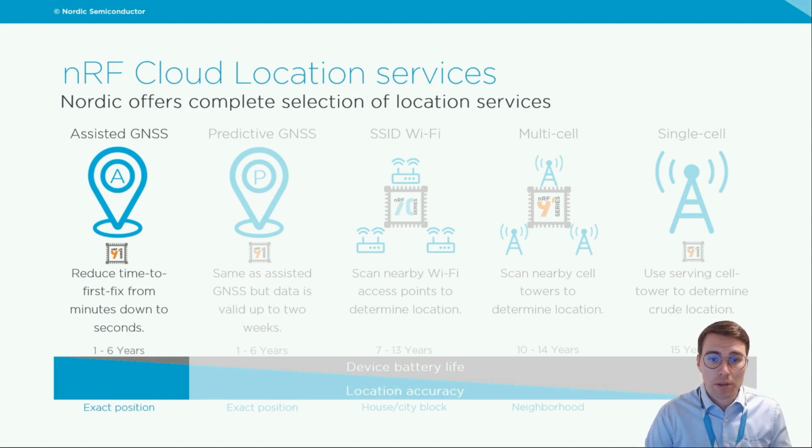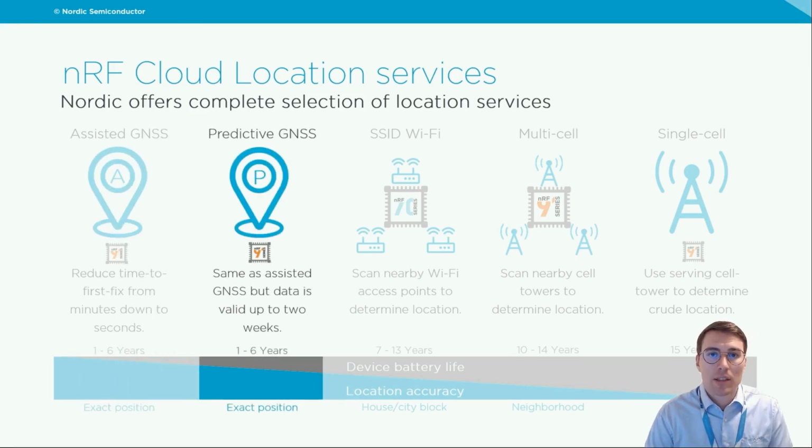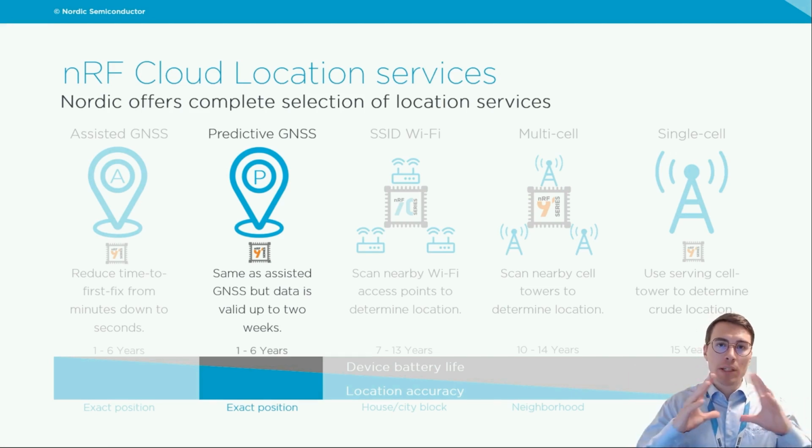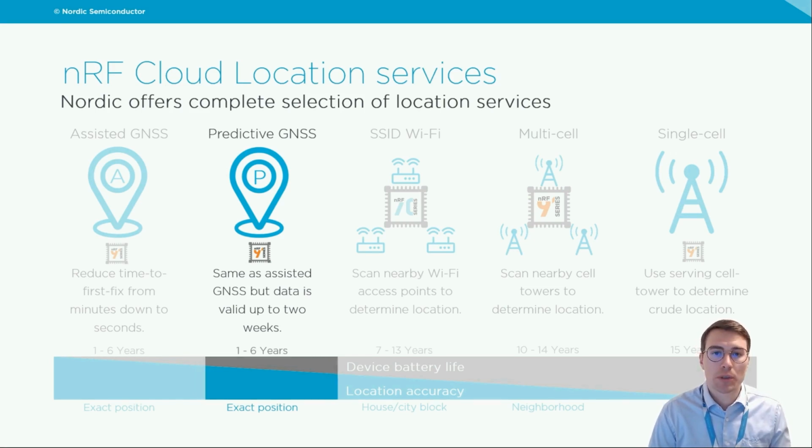So you can also see here kind of comparing device battery life versus device location accuracy. So you're getting a very good location using this feature. And the next one is predicted GNSS, basically the same as assisted GNSS, but you download a bigger chunk of data so you can stay offline for a longer period of time. And this assisted data is valid for up to 2 weeks until you need to do a new update, so you still get these accurate GPS fixes. So this is very useful when you're going to save more current consumption.